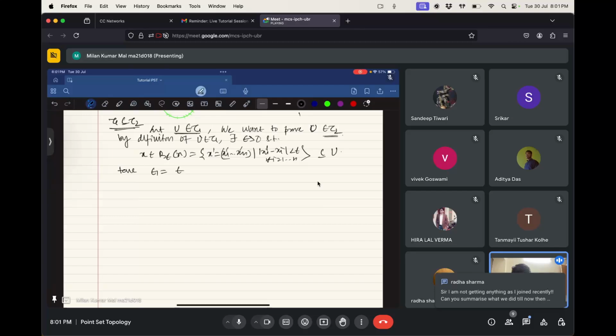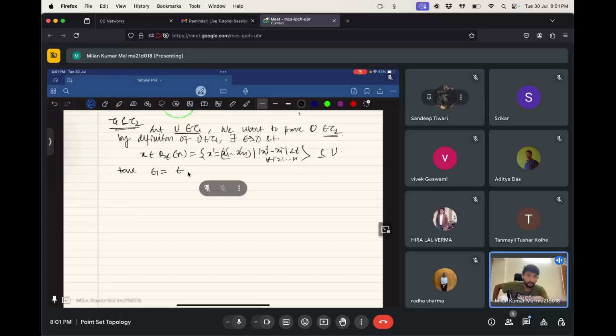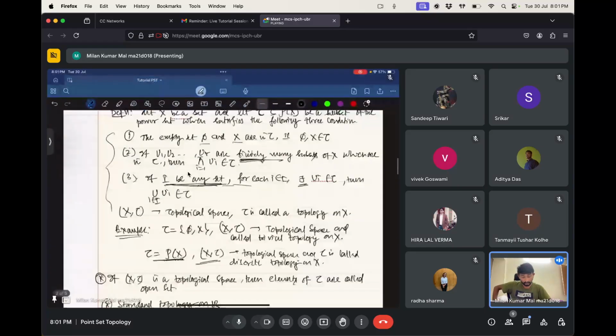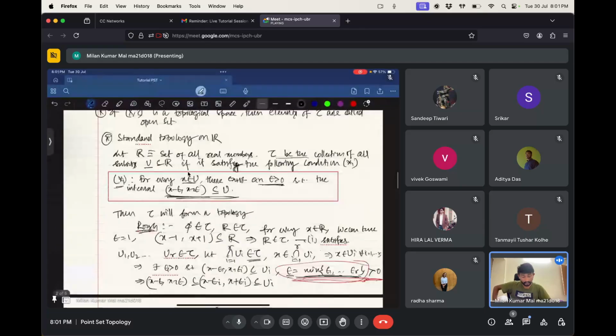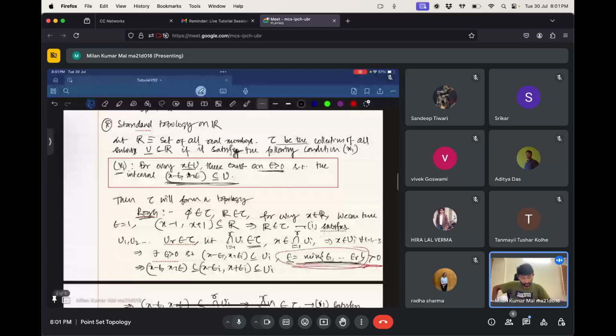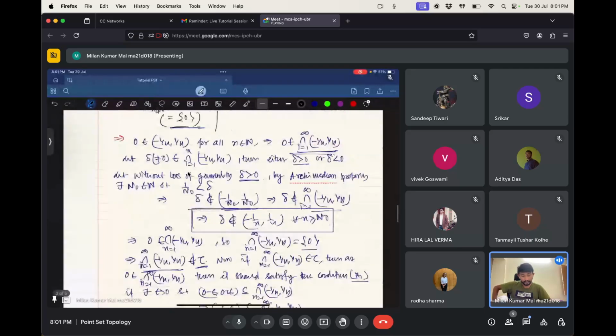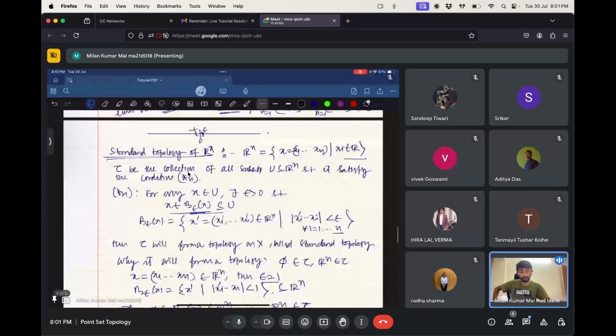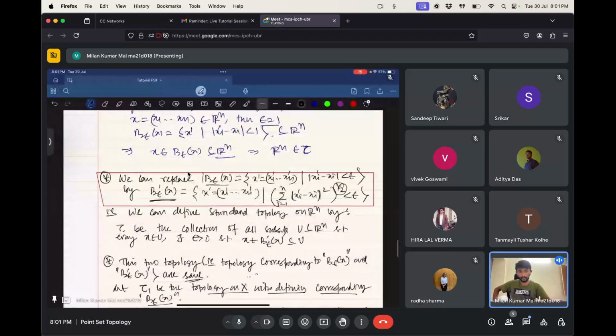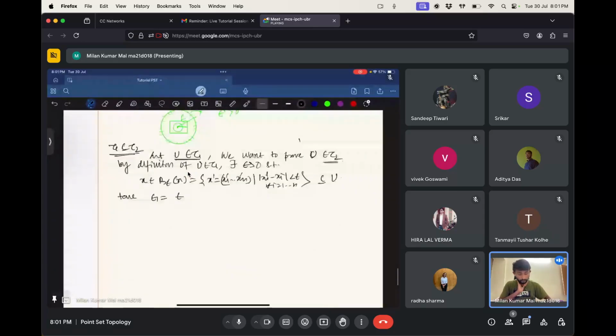I'm not getting anything as I joined recently. Can you summarize what we did till now? Okay, basically what we have done is that first I recalled the definition of power set and then topological space, and then the standard topology on R, on R square, and now on R to the power n. I am defining the standard topology on R to the power n with two different definitions, which are basically the same. That is what I am trying to prove.